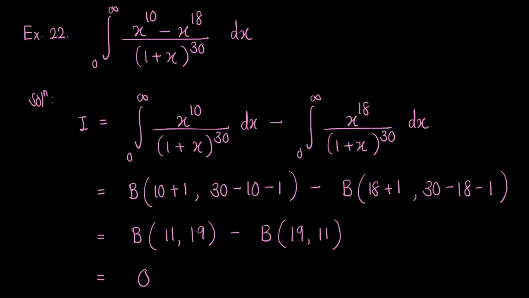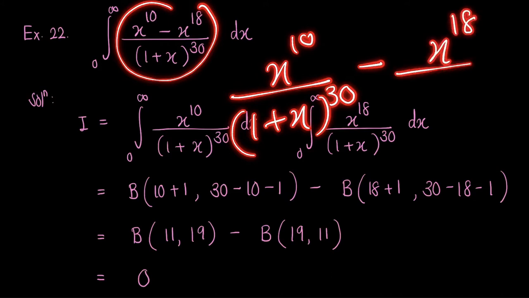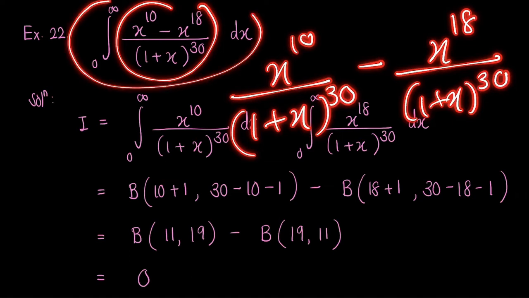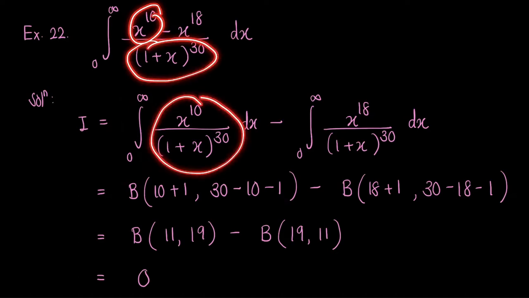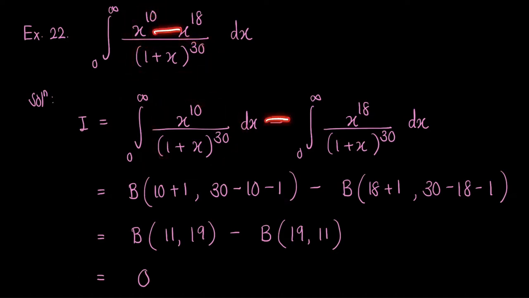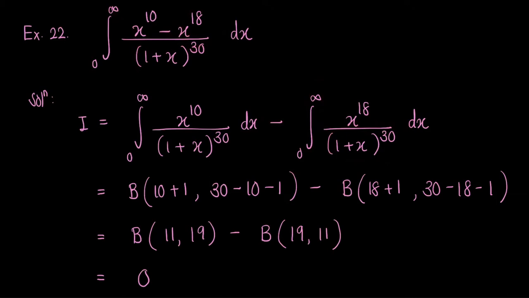Now the next example is integration 0 to infinity (x raised to 10 minus x raised to 18) divided by (1 plus x raised to 30). So we can write this as x raised to 10 upon 1 plus x raised to 30 minus x raised to 18 upon 1 plus x raised to 30. Therefore this integration becomes integration 0 to infinity x raised to 10 upon 1 plus x raised to 30 minus integration 0 to infinity x raised to 18 upon 1 plus x raised to 30 dx.